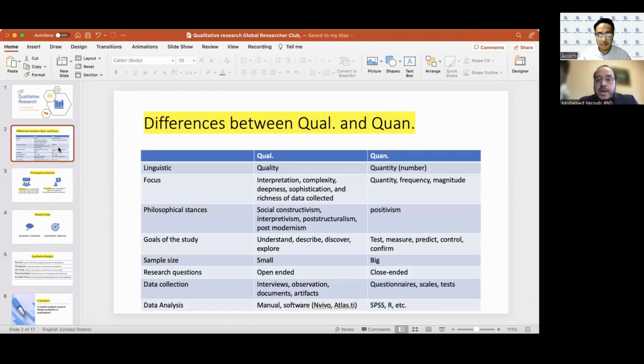So I am going to start with the differences between qual and quan, or qualitative and quantitative research. To the best of my knowledge, many of you are familiar with quantitative research, but probably not with qualitative. So I thought it could be a good idea to make a comparison in the beginning between qualitative and quantitative, and see where they agree and where they disagree.